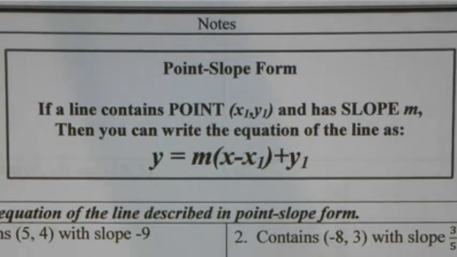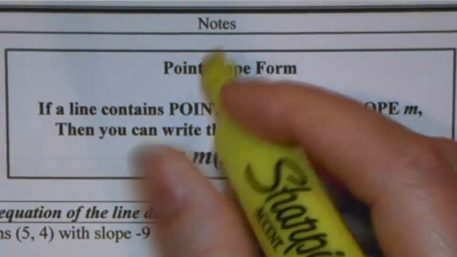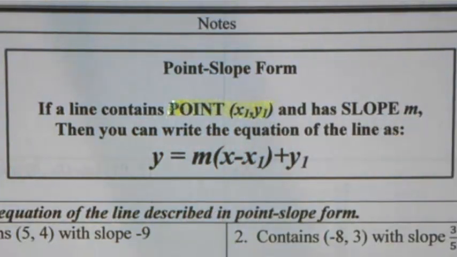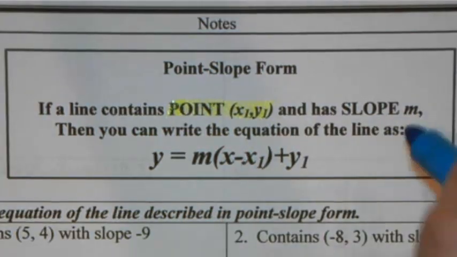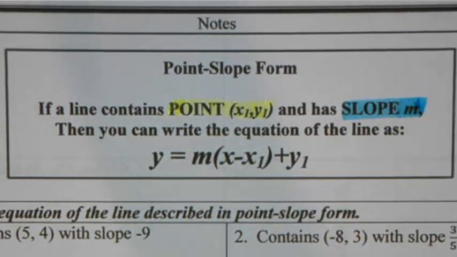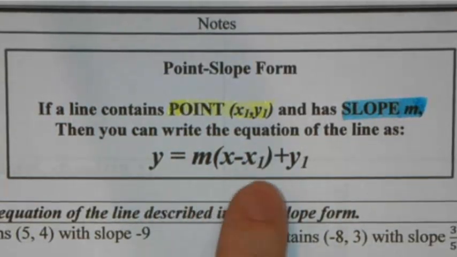What it says is that if we have a line that contains a point, and our point will be specified for us as an x and a y coordinate pair, and we also have a slope identified, and that slope, just like in y equals mx plus b, is going to be m, then we can write the equation. This is the point-slope form, and it looks like this.